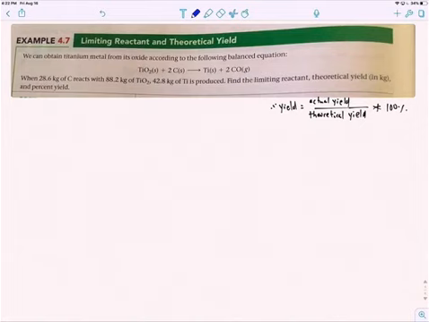And from this, you see that we have carbon reacting with the titanium dioxide, the rutile, to form product. What is the limiting reagent and what's the theoretical yield?